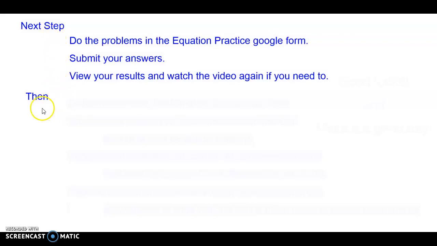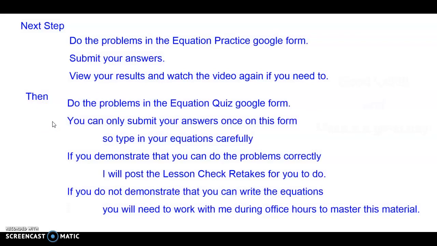Okay, after you're successful at doing that practice, there's an equation quiz Google form. These you can only submit your answers once. So be careful as you're submitting these. If you demonstrate that you can do the problems correctly, I will check to see that you have done this, and I will start sending you lesson check retakes to help you improve your grade.